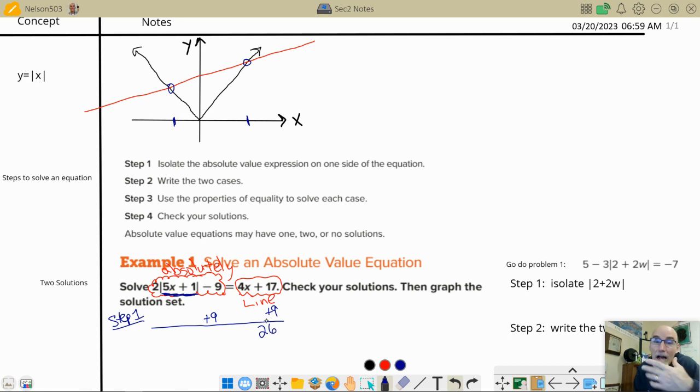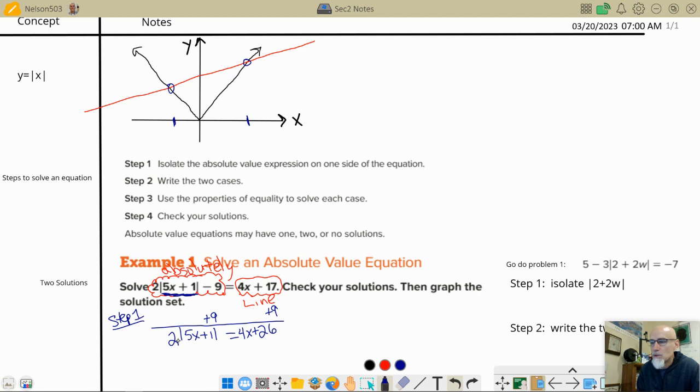I was going to try two steps of algebra all at one time here. Nah, take it back. I'm not going to do that, because now we have to divide, so that just gets messy. Let's just write down what we got. We got 2 times the absolute value of 5x plus 1 equal to 4x plus 26. Oh wait, I forgot my 4x there. Now let's see, I've got a 2 times the absolute value function.